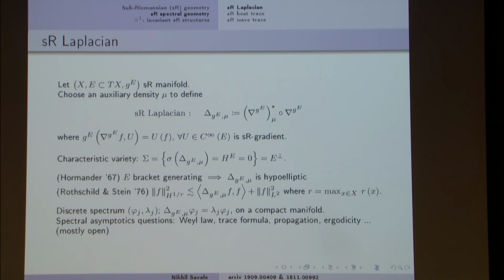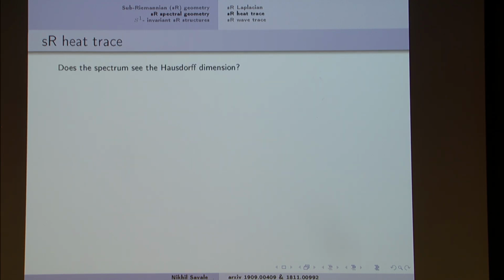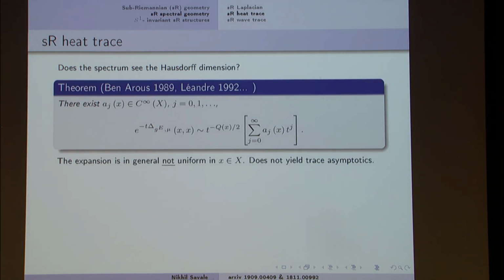Let's see what is known. It turns out a lot of these questions are actually open in the sub-Riemannian context. Very little is known, and let me describe some of the things that are known now. To see Weyl's law, you usually use the heat kernel expansions. This e to the minus t delta is the evolution operator which solves the heat equation. You can look at its Schwartz kernel on the diagonal, and this thing has an expansion as t goes to 0.